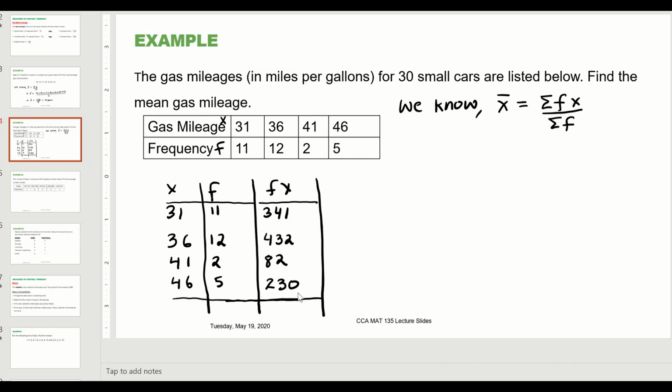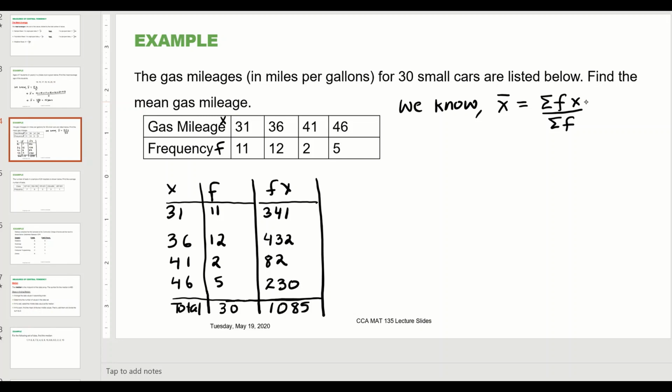is 230. Now if you look at the formula, we need the sum of f times x. Sum of f times x means we need to add all these values in the third column. So if we add 341, 432, 82, and 230, it is 1085, and we have to divide that by the sum of all frequencies. So 11 plus 12 plus 2 plus 5, that is 30. So that is our total.